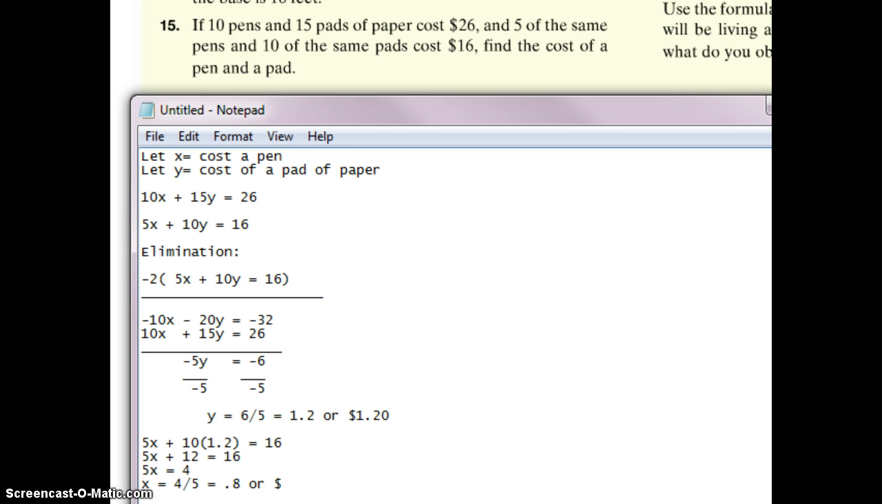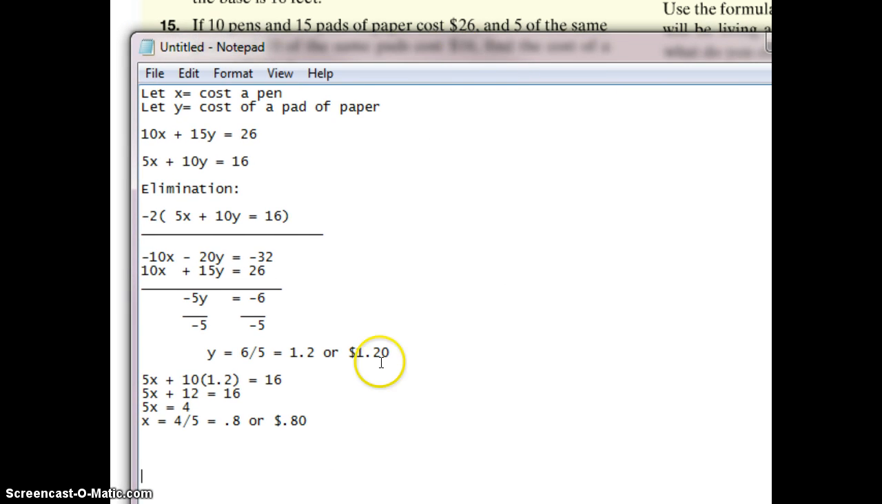or 80 cents. Okay? So, for our conclusion, we can say that x, which is a pen, costs 80 cents, and a pad of paper costs $1.20.